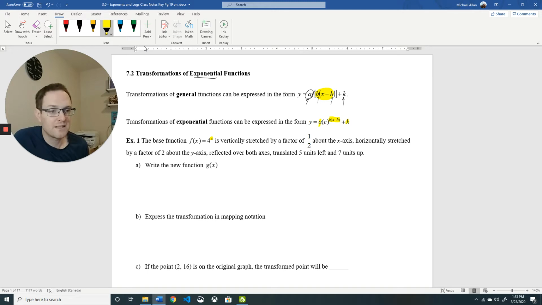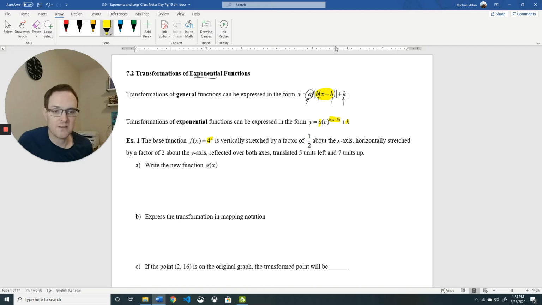The c value, the base of the exponential function, has nothing up here to deal with it. So when we're doing that, the c value is the function itself. It's the type of function, decay or growth. So you can't change the base value. The base value just stays the same.